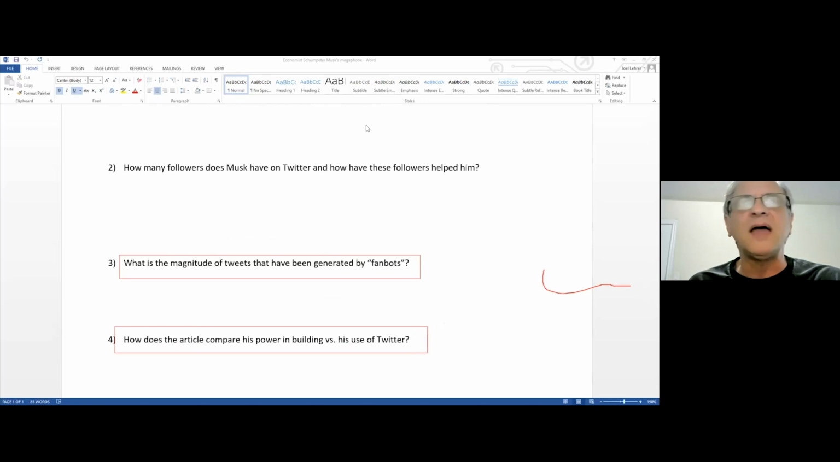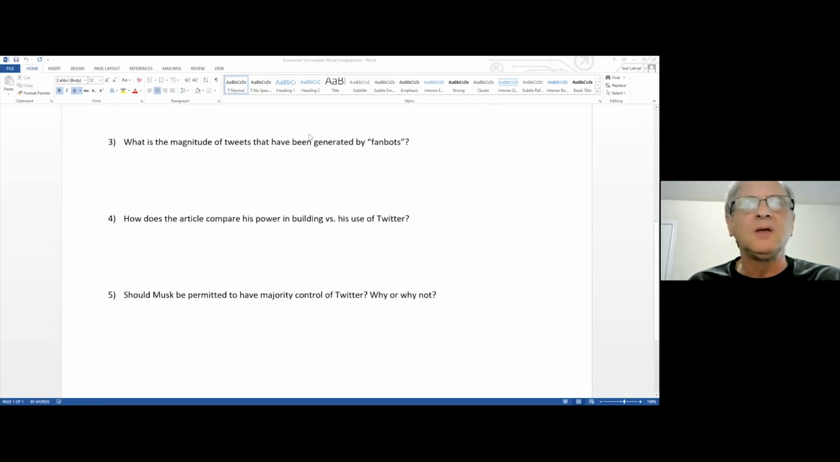And then I'm going to ask an opinion question. After reading the article, you'll have an opinion about this. Should Musk be permitted to have majority control of Twitter? Why or why not? Some people say yes, he's going to do a lot of things for this. Some people say no, one man shouldn't be able to control Twitter. You'll form your opinion as we read the article.